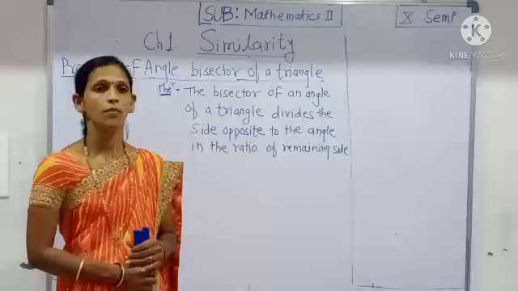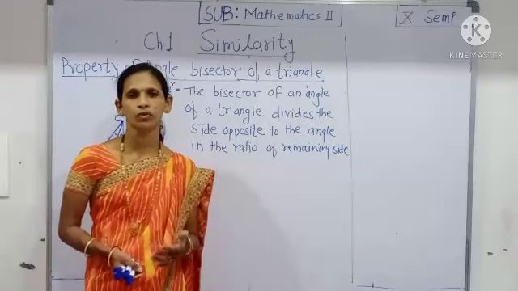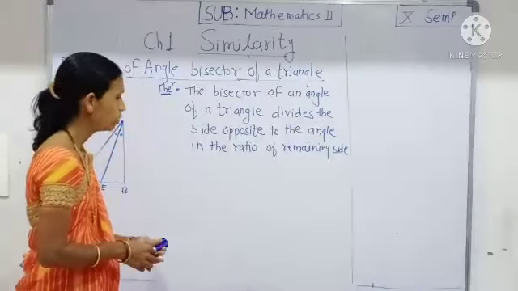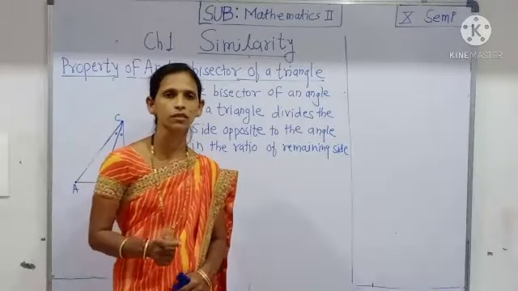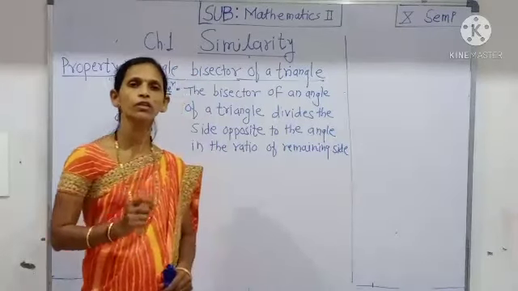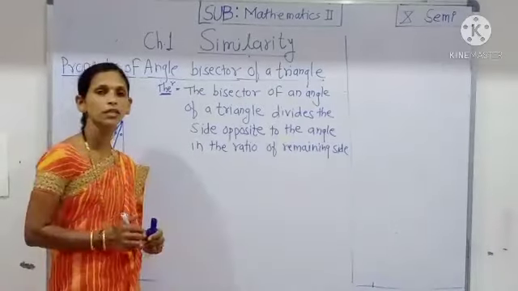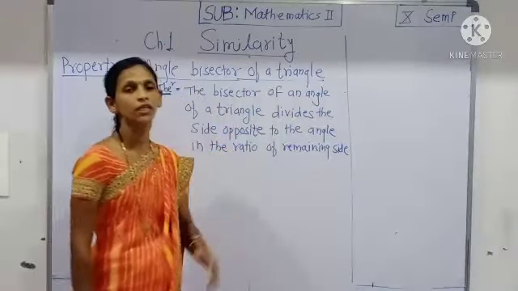Hello students, in the previous lecture we studied the basic proportionality theorem, which is related to the area of a triangle and ratios of areas of two different triangles. Now one more theorem, the property of a triangle, we have to prove. That means one more theorem related to the triangle is going to be discussed here: the angle bisector theorem of a triangle.